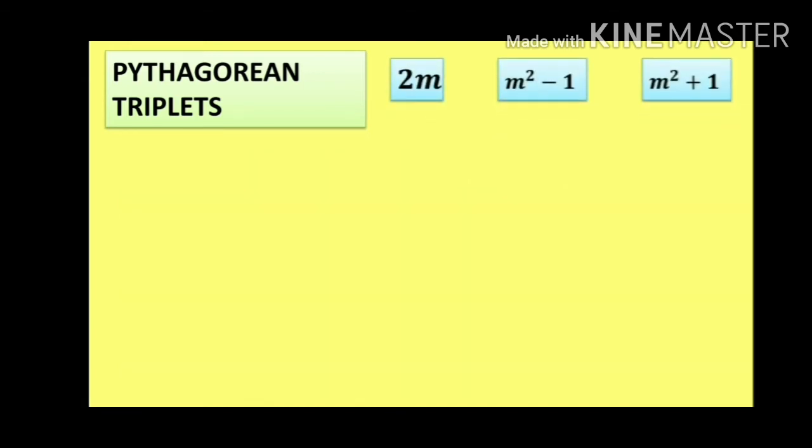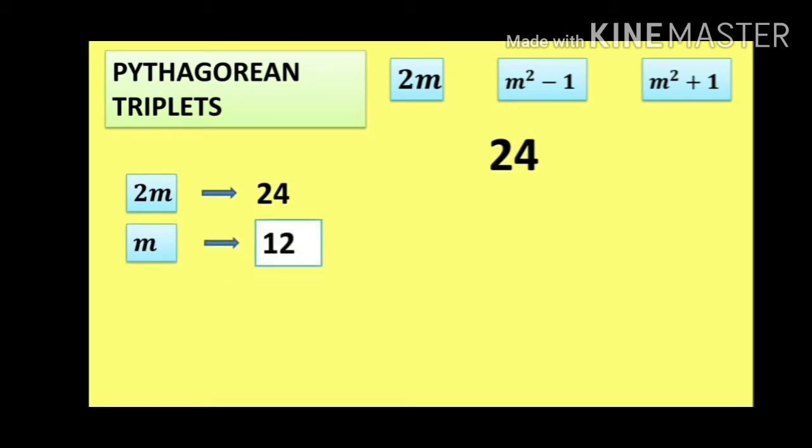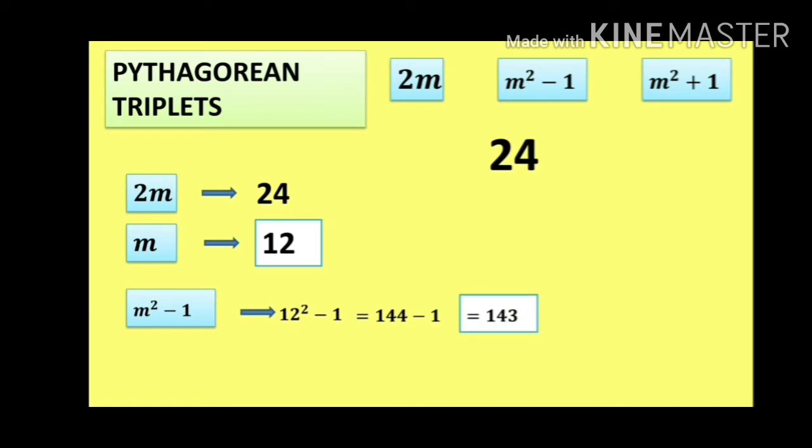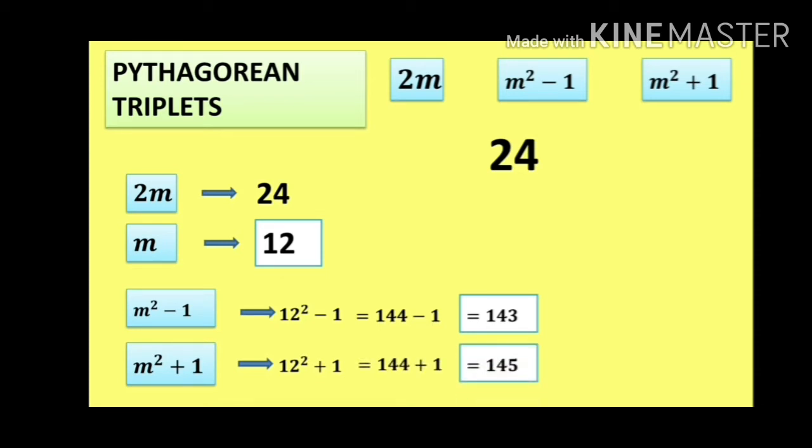Let's take another. Suppose we have now 24. Now 24 also is an even number. So we can say 2m equals 24. If 2m is 24, m will be 12, half of it. Now if m is 12, m square minus 1 will be 12 square minus 1, that is 144 minus 1, and 144 minus 1 is 143. Similarly, we can find m square plus 1. So 12 squared plus 1, 144 plus 1, that is 145.